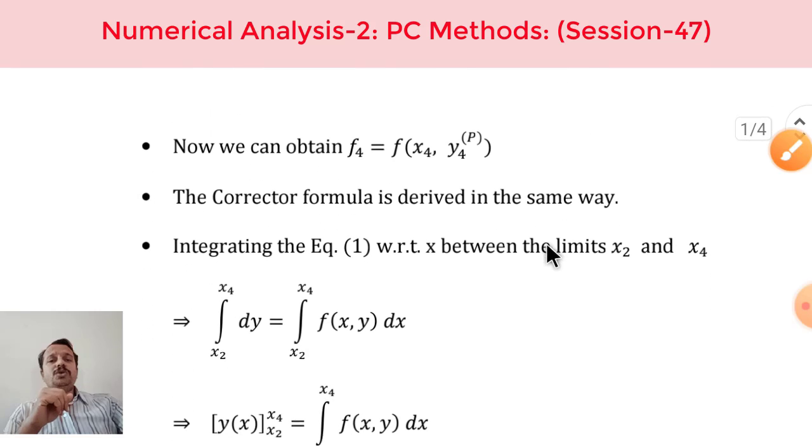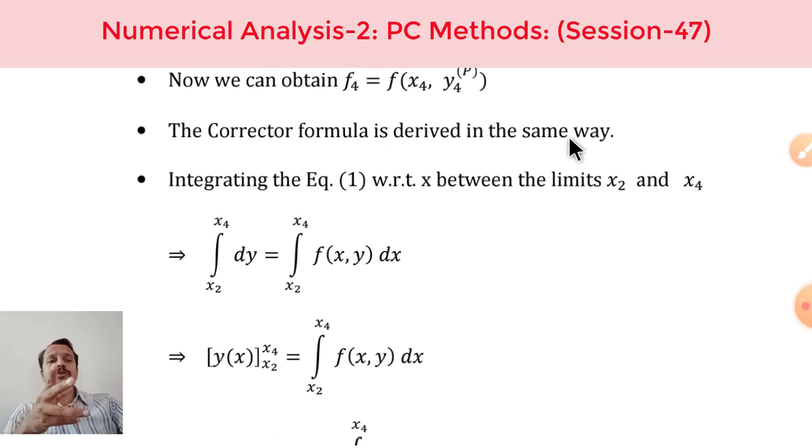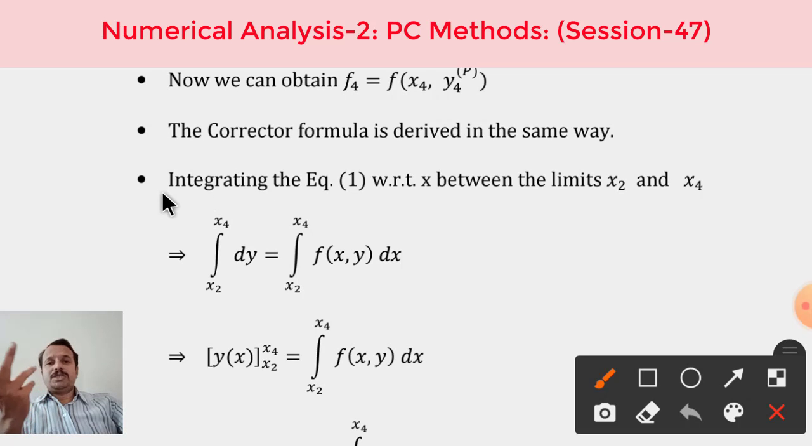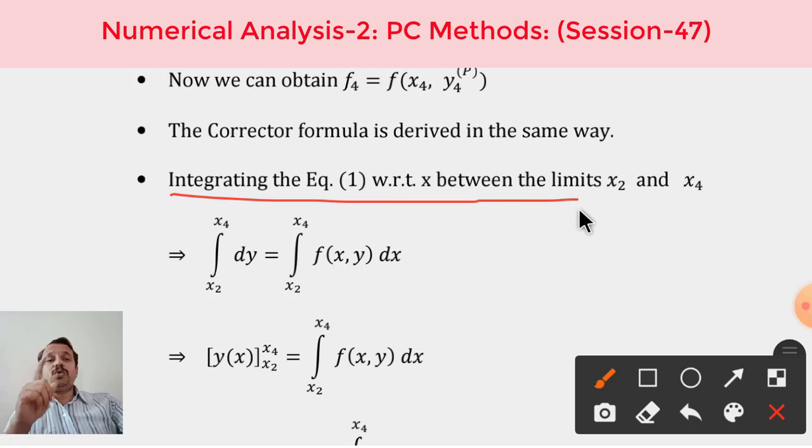So in order to derive the corrector formula, we follow the same procedure. There is no difference. Again, the same differential equation is to be integrated with respect to x. Look at the limits: between x2 and x4. That is the most important point you keep in mind. In the earlier case, we integrated between the limits x0 and x4, but here there is a slight change. The integration limits are x2 the lower one, x4 the upper limit. So that is the difference.